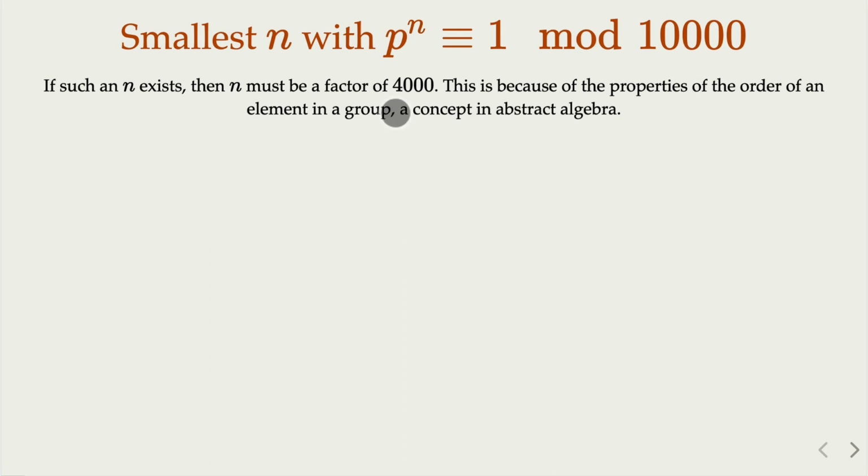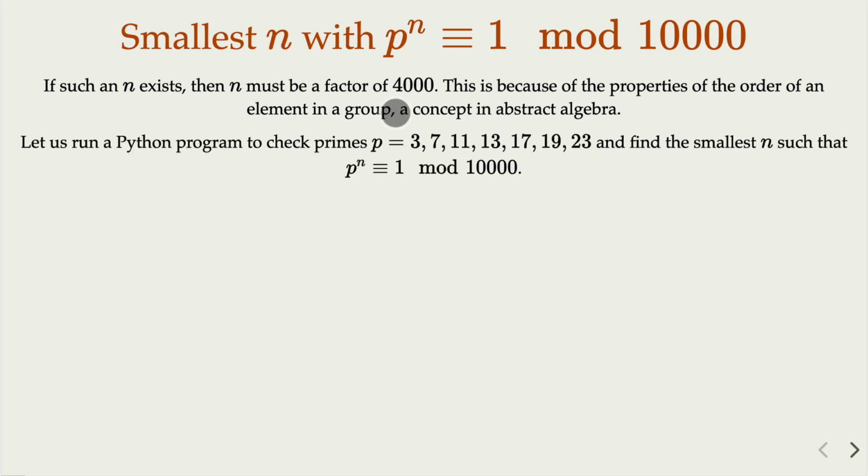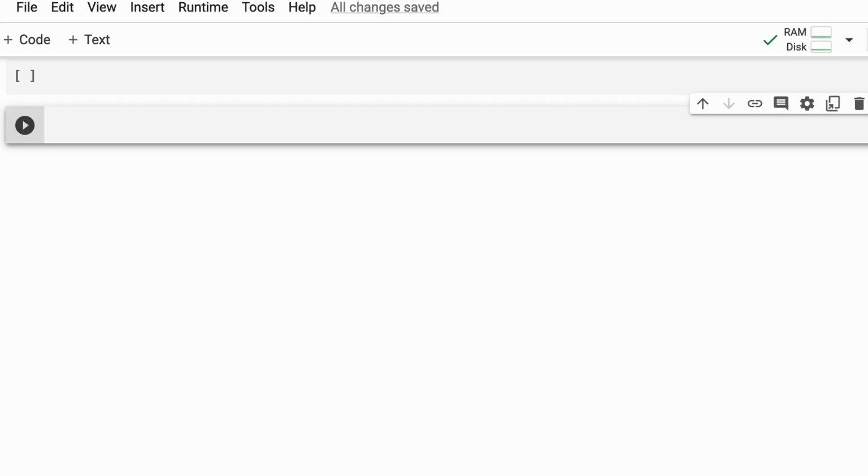We don't assume you know the results here, right? But we do some experiment. Let's write a Python program to find out the smallest n such that this is true. So how do we do that? Let's switch to a Python program here.